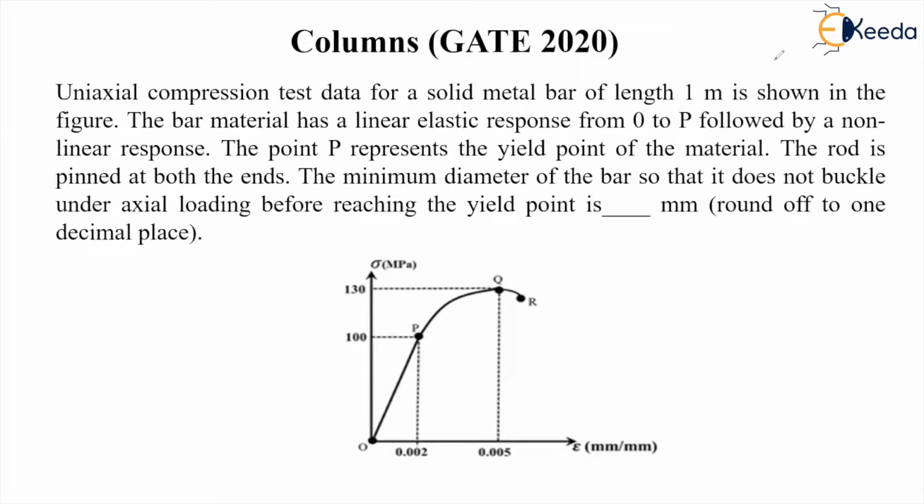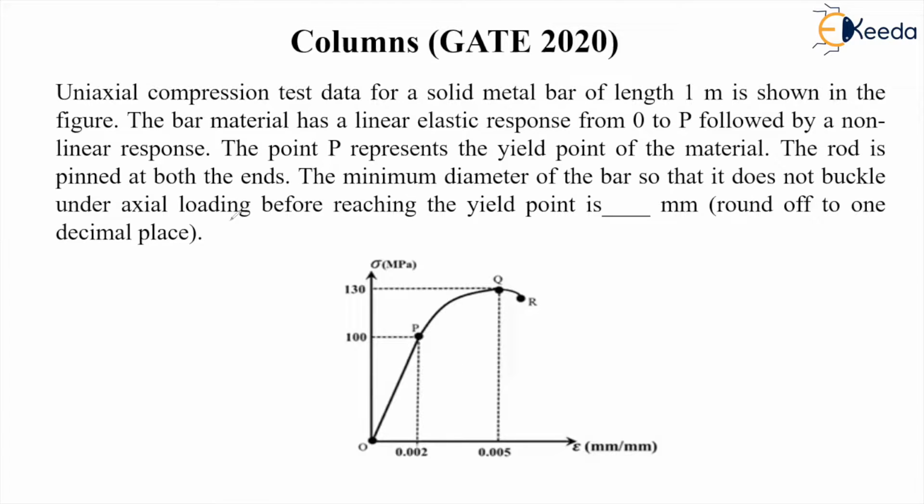Uniaxial compression test data for a solid metal bar of length 1 meter is shown in the figure. The bar material has a linear elastic response from 0 to P followed by a non-linear response. The point P represents the yield point of the material. The rod is pinned at both ends. The minimum diameter of the bar so that it does not buckle under axial loading before reaching the yield point is what we have to find out, right?